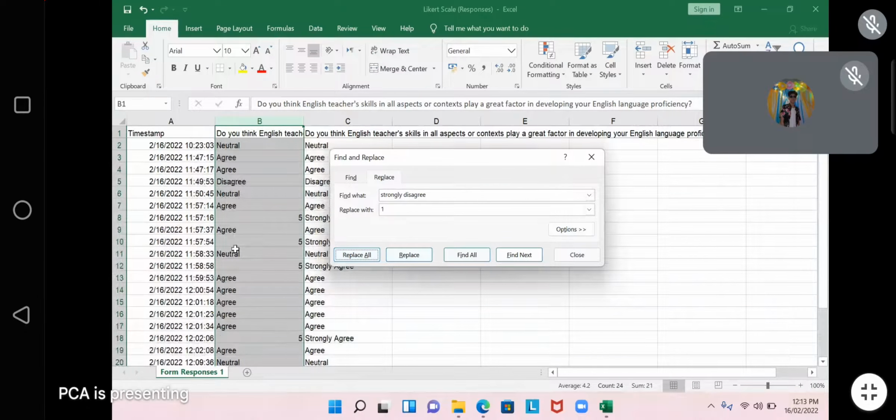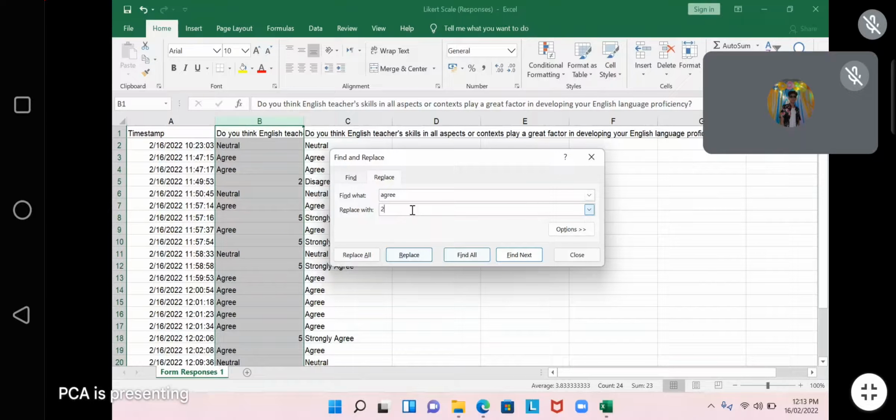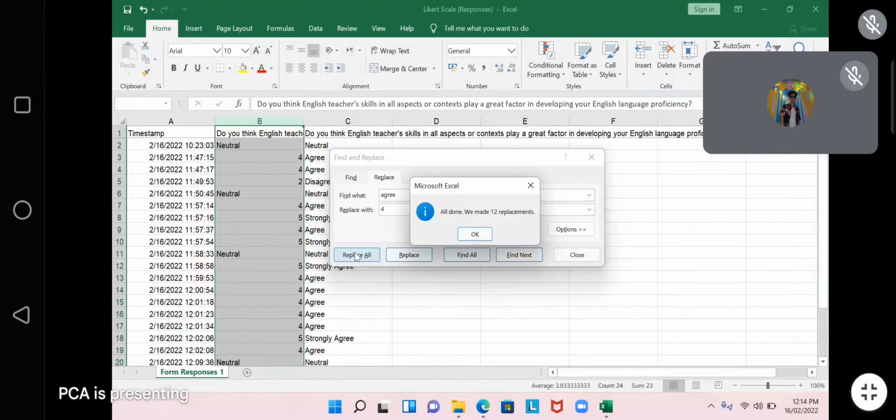And then, agree and disagree. Remember, there's agree in the word disagree. So take first the disagree, not the agree. So disagree is what? It will be 2, no? Because strongly disagree is number 1. And then last, we still have agree, no? And that is, of course, 4, next to your strongly agree. That's 4. Replace all.